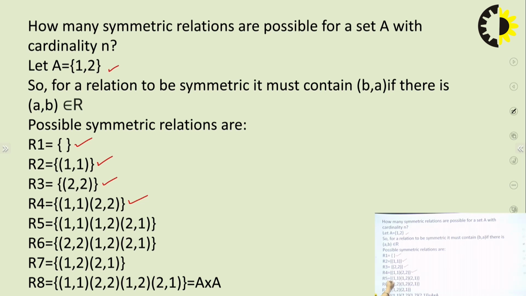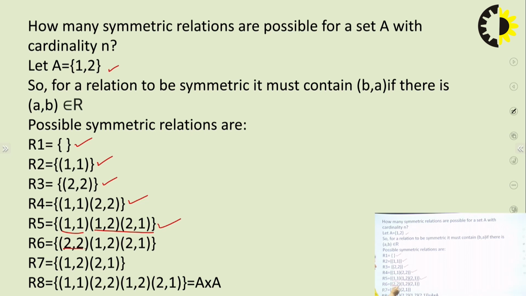Now, R5, we have this one diagonal element and we have the pair (1, 2) and (2, 1), because if I leave any of these elements and take only one, then my relation will not remain symmetric. So, I need to have this pair. So, it is again symmetric.